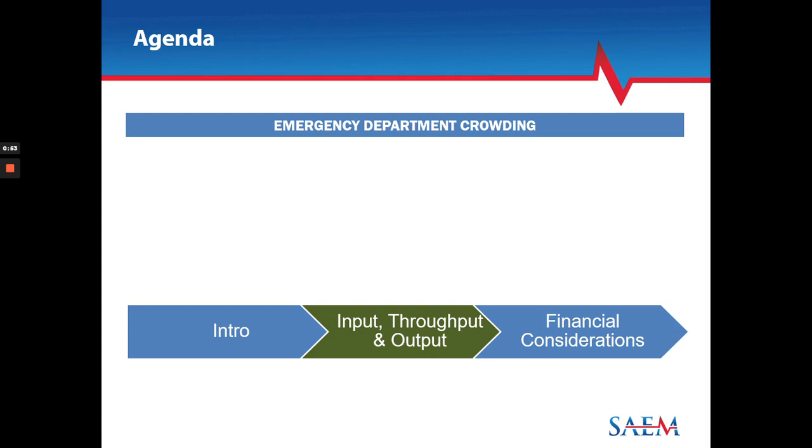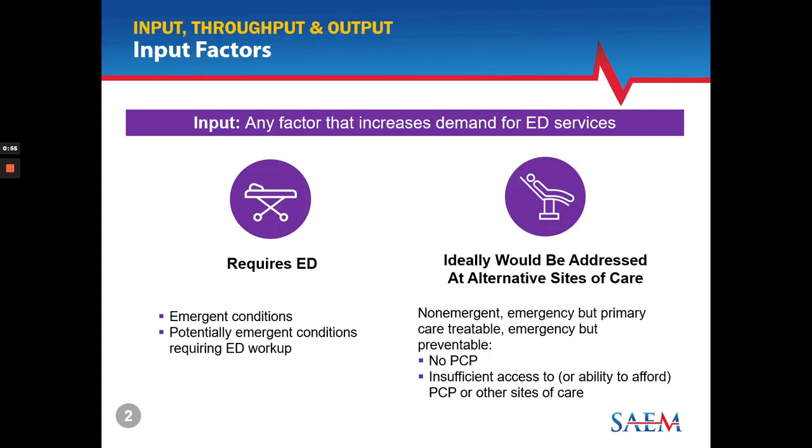Now let's take a look at each factor in more depth. We'll start with input factors. Input factors are those that drive patient presentations to the ED, and we can broadly categorize ED patient visits as those that truly require the ED and those that may not. Visits that truly require ED care are those for emergent conditions and those involving symptoms that may potentially represent emergencies requiring resources or timeliness of workup available only in the ED.